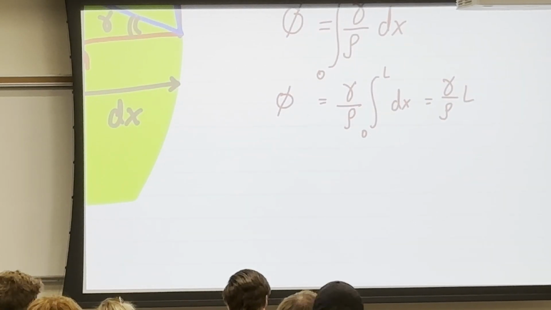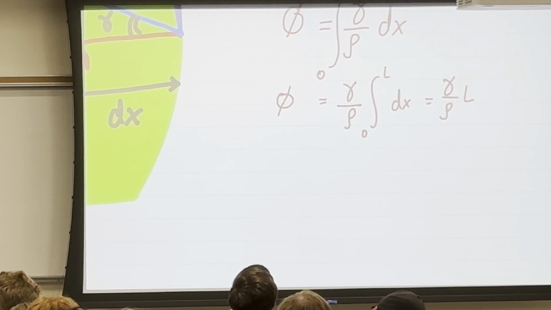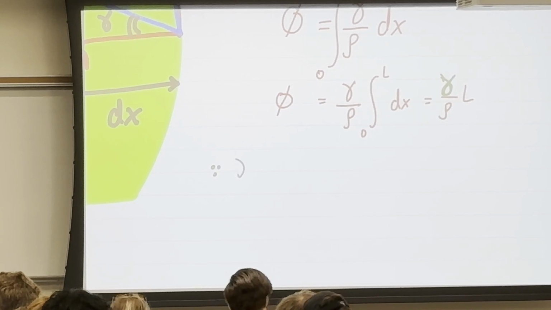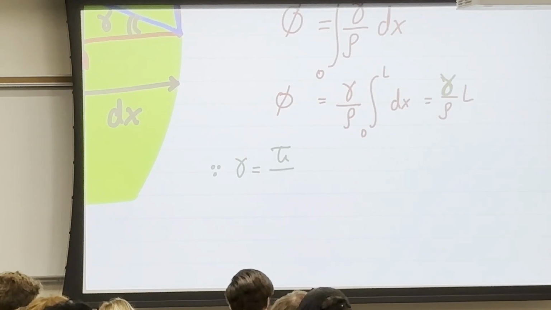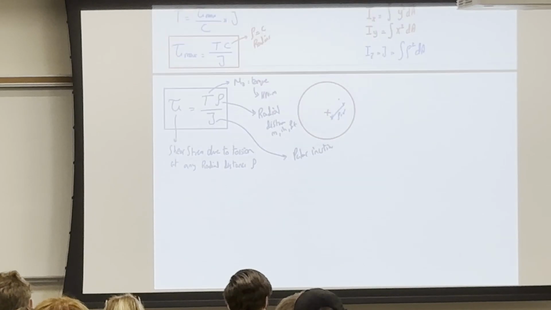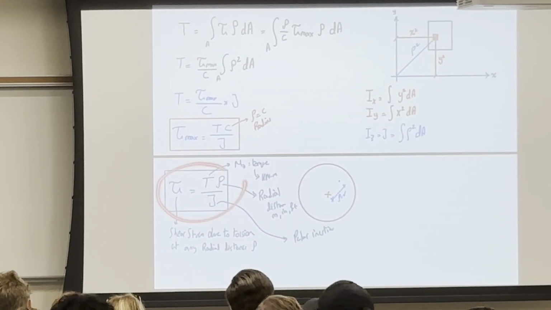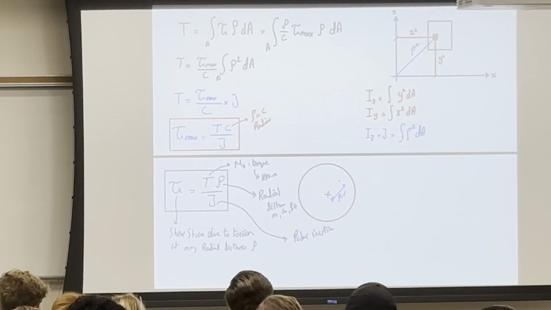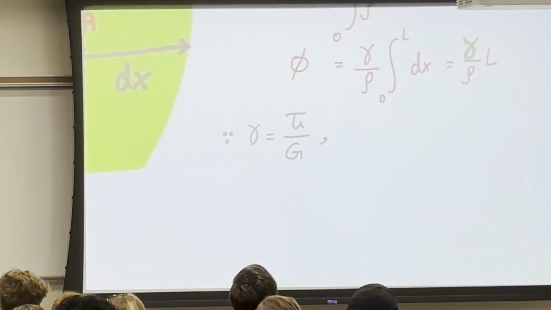But the thing is, I want to tell you something. We're going to take this gamma, which I'm putting in green here, and I'm saying since gamma is equal to tau over G, right? That's the shear strain equation. And then we just concluded a moment before that tau is equal to torsion times rho over J. So I'm going to put that here.